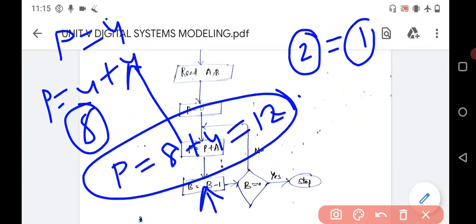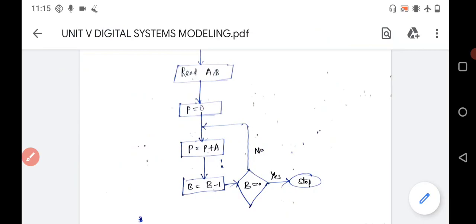Previously, B value is equal to 1. Now B value is decremented by 1, so B value is equal to 0. So when B is equal to 0, then you have to stop the process. That means by adding 3 times, we can get the multiplication of that number.